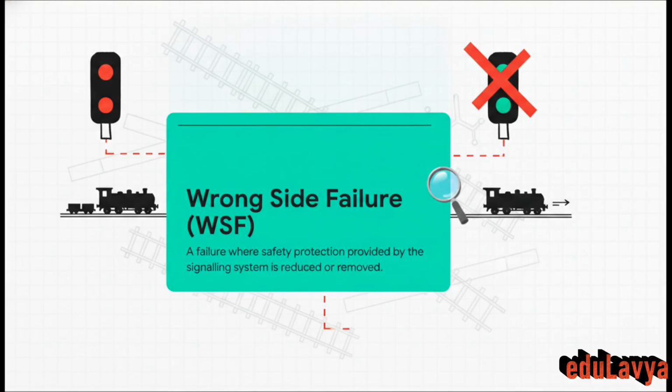Now, equipment fails, right? That's just a fact of engineering. But when designing these railway systems, we have to ensure they fail safely. If a signal loses power, it should automatically drop to red to stop all traffic. What we absolutely have to avoid at all costs is a wrong side failure. This is basically a nightmare scenario where a malfunction actually removes our vital safety protections, like a broken signal falsely showing a green light when there's actually a train sitting just ahead. Pretty much everything we design in this industry is built specifically to prevent a wrong side failure.